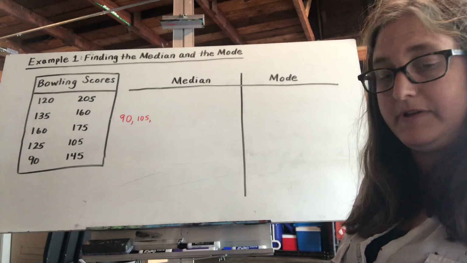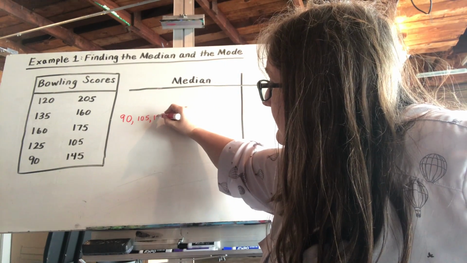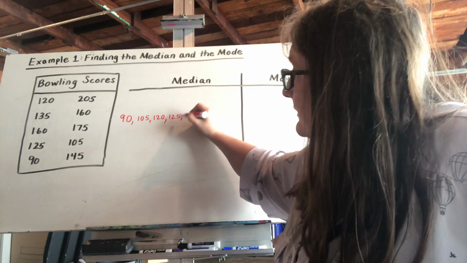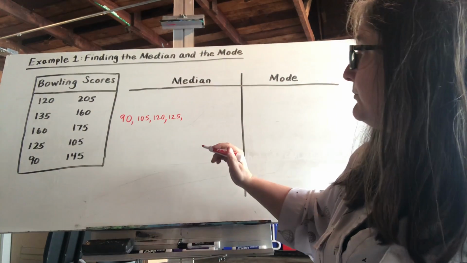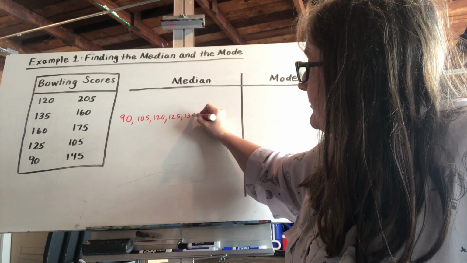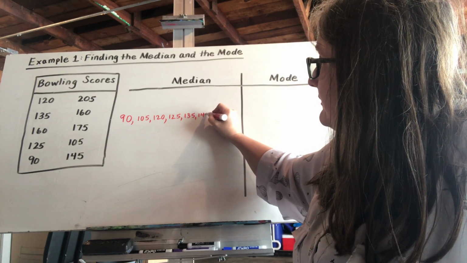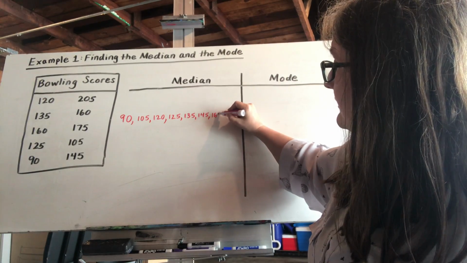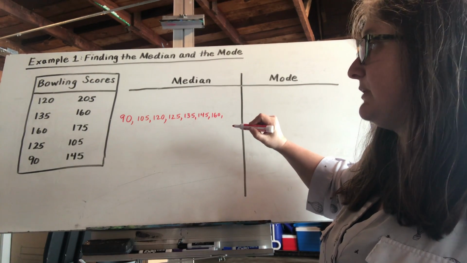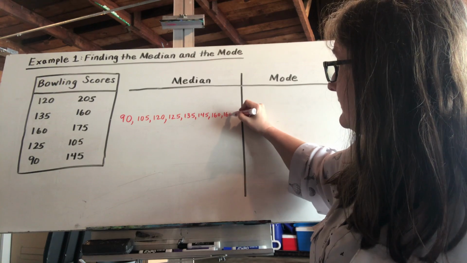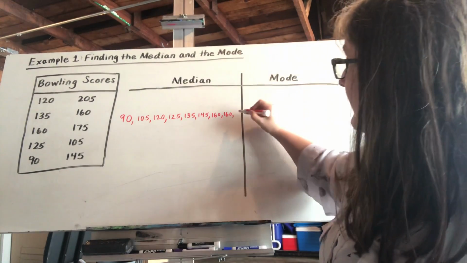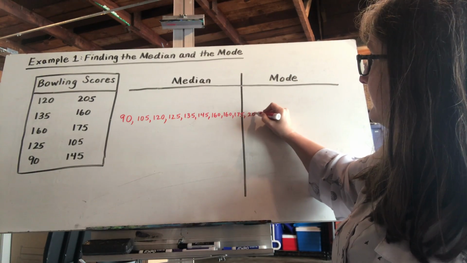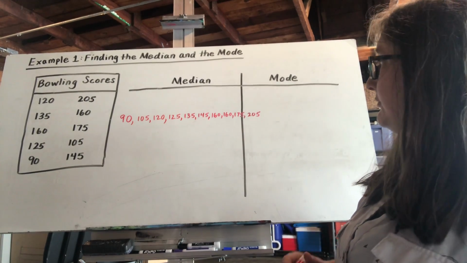The next smallest one that I see there would be 120. I see 125. And then the next one I see is 135. There's a 145. We have a 160. We have another 160, so I am going to list it twice. We've got a 175. And there is a 205. Sorry, my list went just a little over here into the mode section.